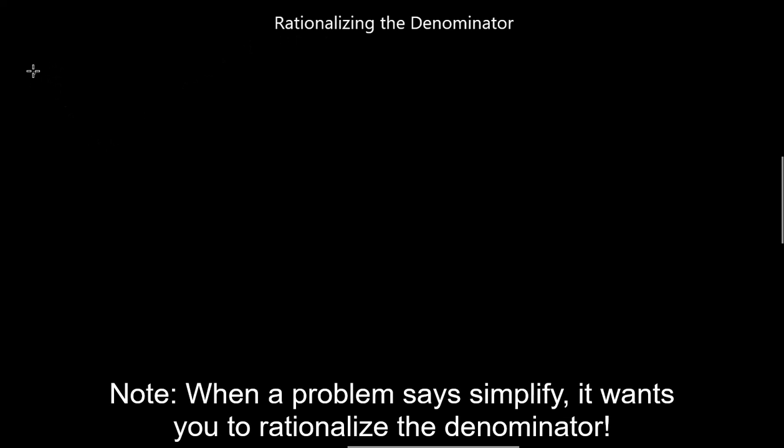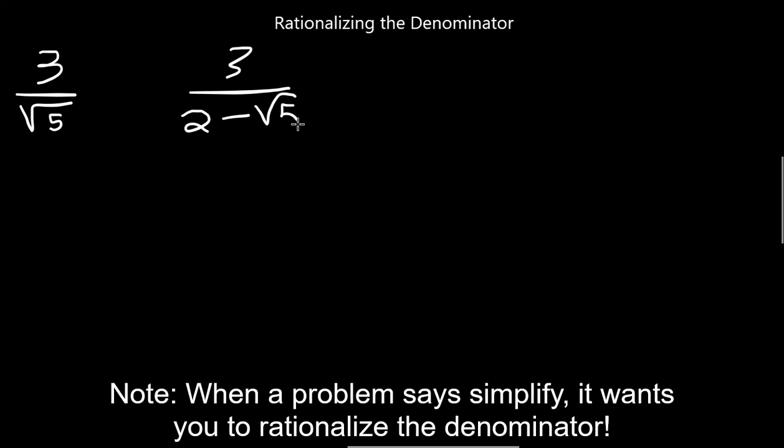So today we're going to talk about rationalizing the denominator. What rationalizing the denominator is: if we had an expression like 3 divided by the square root of 5, or 3 divided by 2 minus the square root of 5, then rationalizing the denominator would be a process in which we remove this root from the denominator. Usually when we are working with roots, we want roots to only be in the numerators.